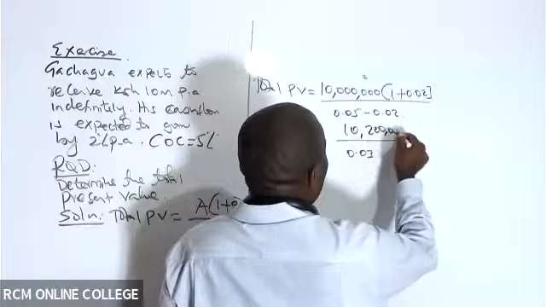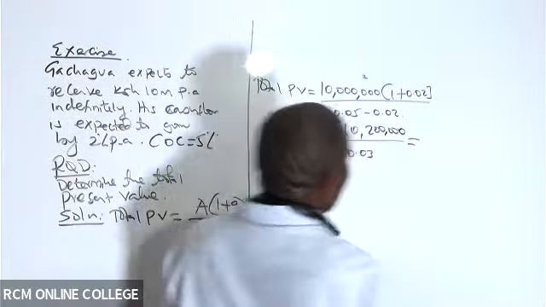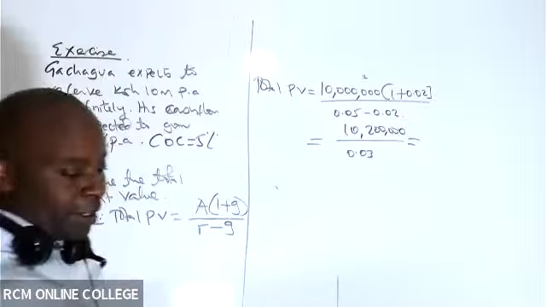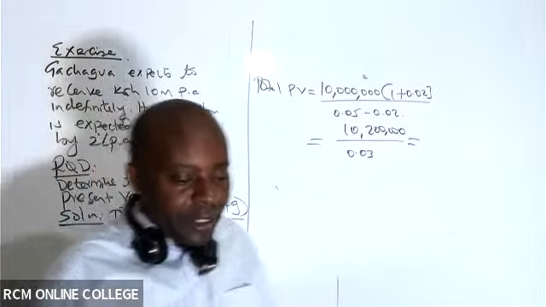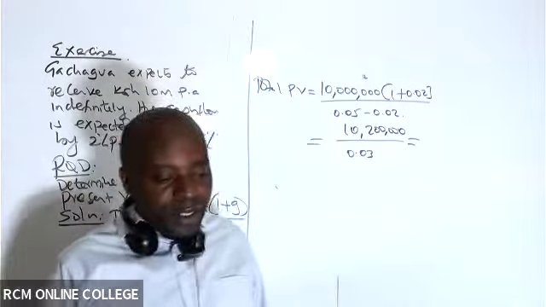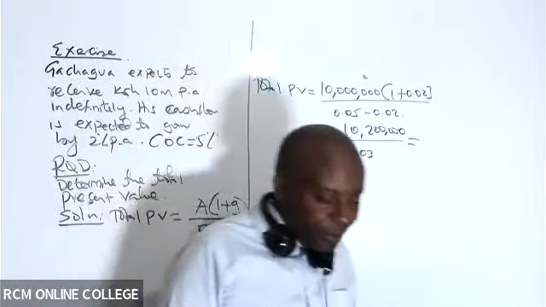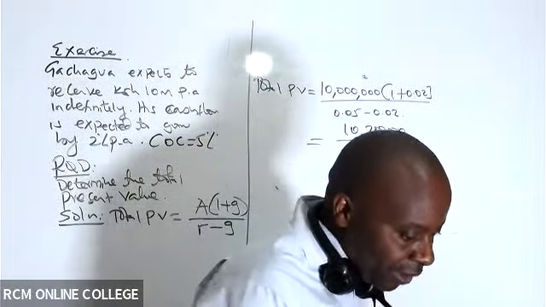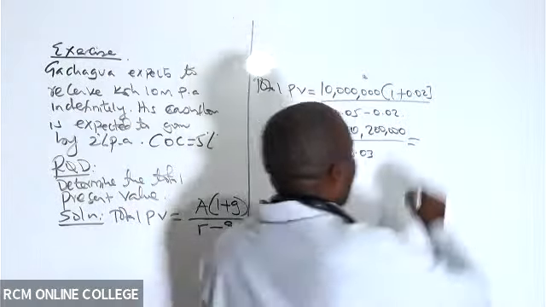So is there somebody who is able to give me this quite ugly figure? I know the figure will be very ugly. So we have here 10,200,000 divided by 0.03. Somebody tells me it's not ugly actually, it is 340 million. So this is 340 million.